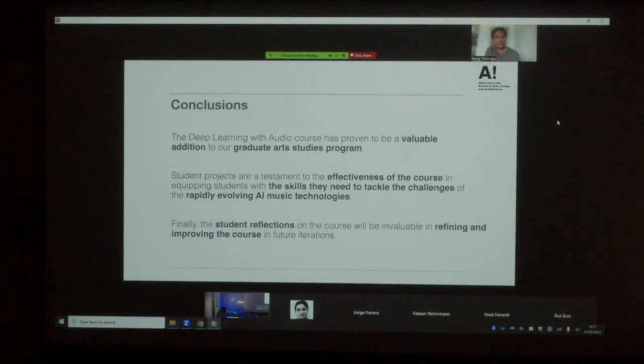This course shows that the students are well equipped with the skills and knowledge they need to tackle the challenges of the rapidly evolving AI music technologies.